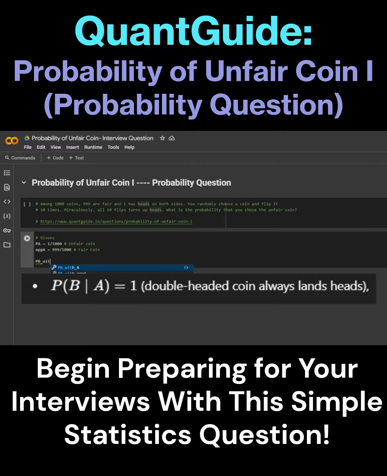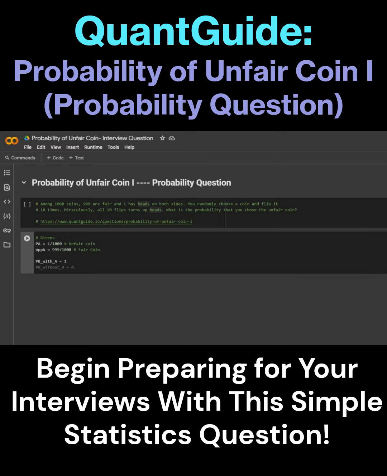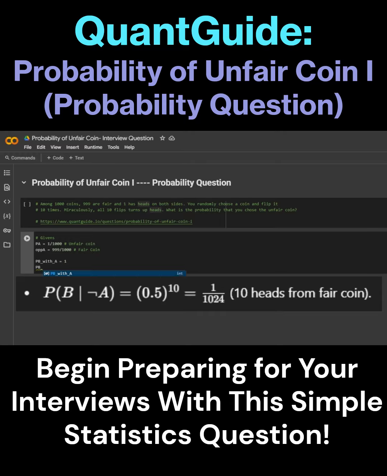Now, given that the one coin is unfair, we're going to know that the probability of getting heads every time is just 1, because there's only one option, and it's just heads. Heads is on both sides, so we know the probability of getting heads is 1. On the other hand, the probability of getting heads with the fair coin is going to be 0.5, which is the probability, to the power of 10, as it has to occur 10 times in a row.